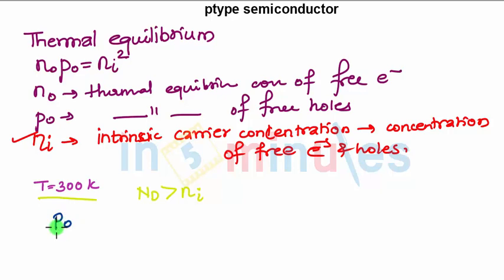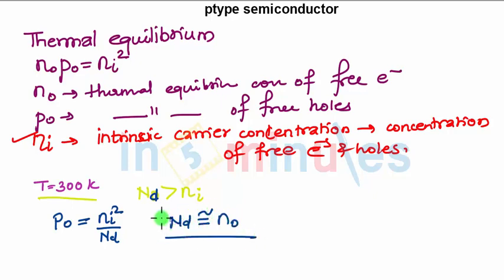p0, what is p0? The concentration of free holes at thermal equilibrium can be written as ni squared upon Nd, where Nd is nothing but the concentration of the free electrons at equilibrium. Now we can say the intrinsic semiconductor concentration is less than the donor concentration at the temperature 300 Kelvin. Similarly, we can write for the other part.